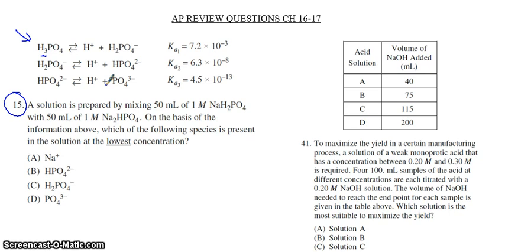The question is this. A solution is prepared by mixing 50 mL of sodium dihydrogen phosphate, which gives us this compound right here. Let's get rid of the rest. So sodium dihydrogen phosphate actually produces that compound, with 50 mL of 1 molar sodium monohydrogen phosphate. This is dihydrogen, so half and half of this. So we're actually putting together half of this and half of this into the solution. And they're asking which of the following species is present in the lowest concentration.